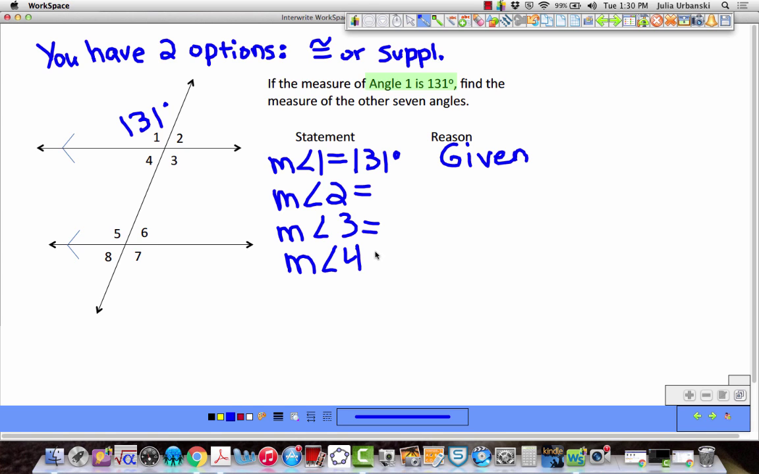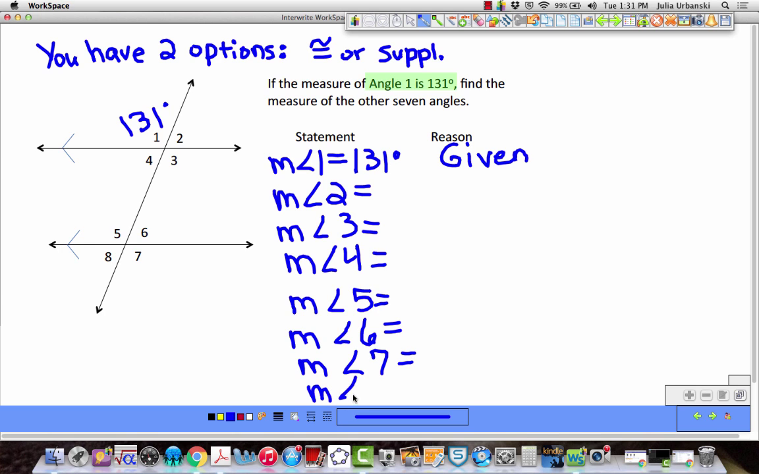We only have 2 options. Either it's going to be equal to 131, or else it's going to be supplementary to 131. Those are our only options.